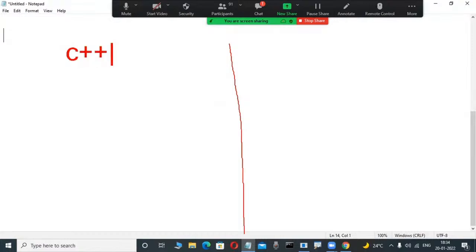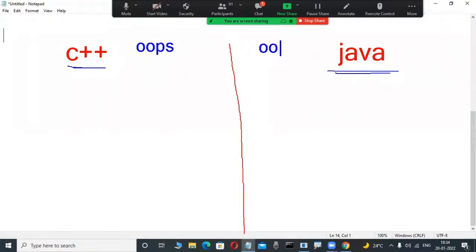C++ is a language and Java is a language. For example, computer students know these. C++ and Java are two popular object-oriented languages. In object-oriented languages, some OOPS concepts are there, maybe object-oriented features. Yes, here also OOPS concepts are there, and here also OOPS concepts are there.